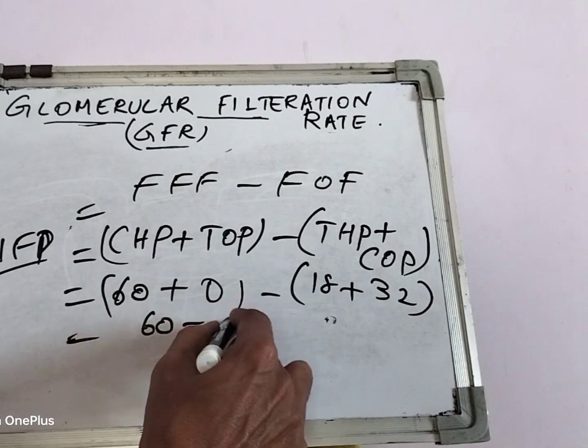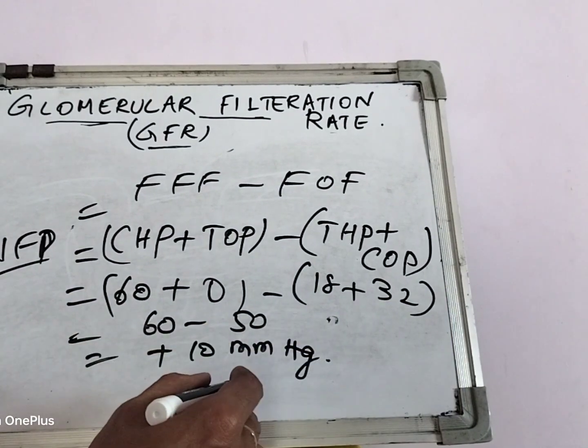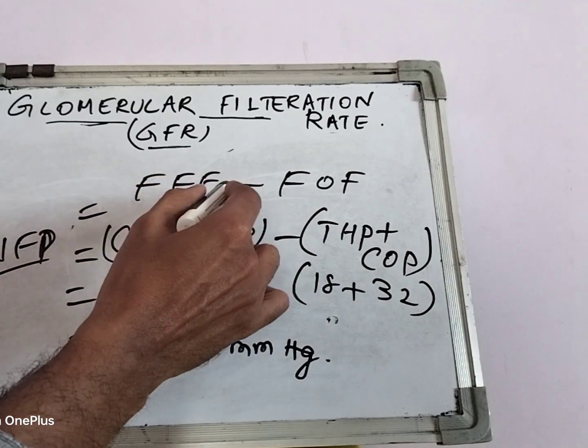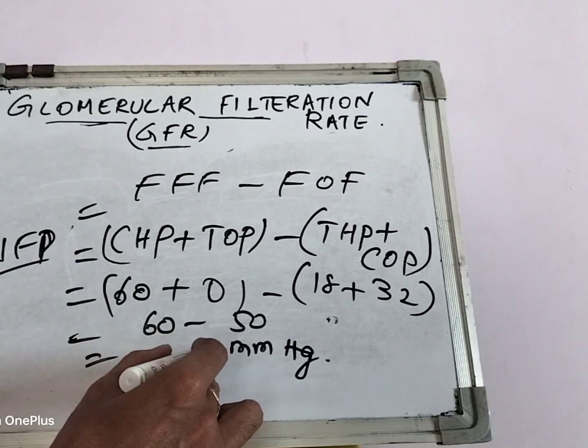So 60 minus 50 is plus 10 millimeter of mercury. This is the net filtration pressure, that is the difference between the factors favoring filtration and the factors opposing the filtration. Now the factors favoring are on the dominant side, and we have a positive net filtration pressure.